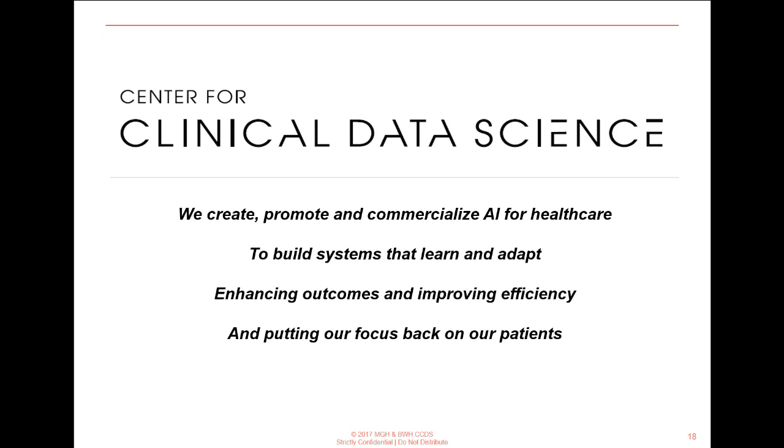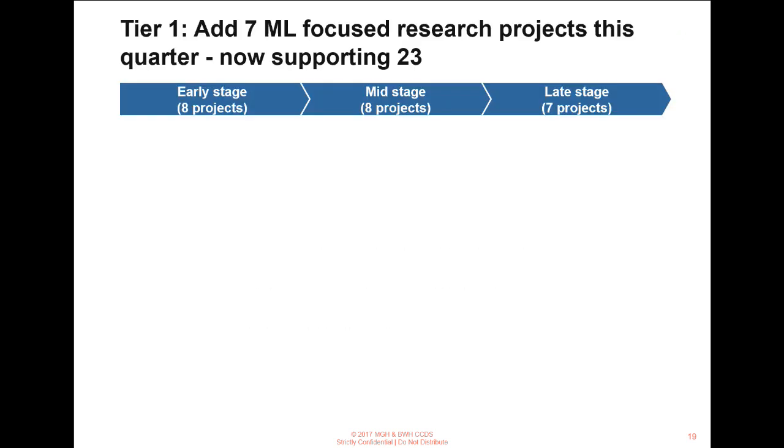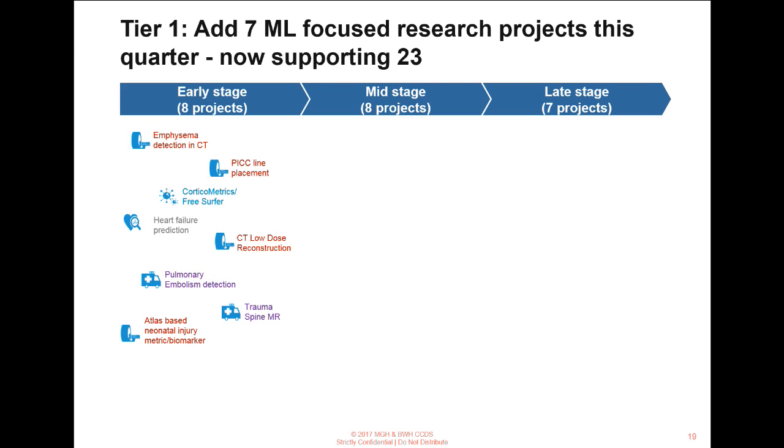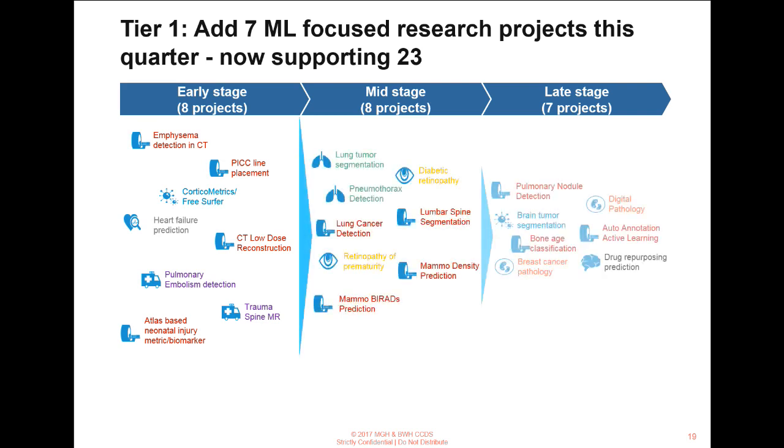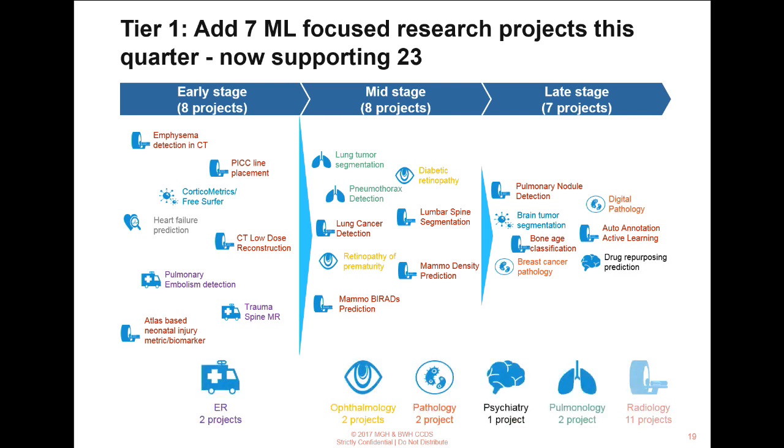So to give you a little bit of a sense of what we do at the Center for Clinical Data Science at Mass General and Brigham, some of the models we're working on. We have a fairly robust pipeline. This is a little dated, but we've got about 23 different projects. Let's say this represents about 12 laboratories. And this is a range of different projects, everywhere from, again, medical imaging all the way to drug repurposing.